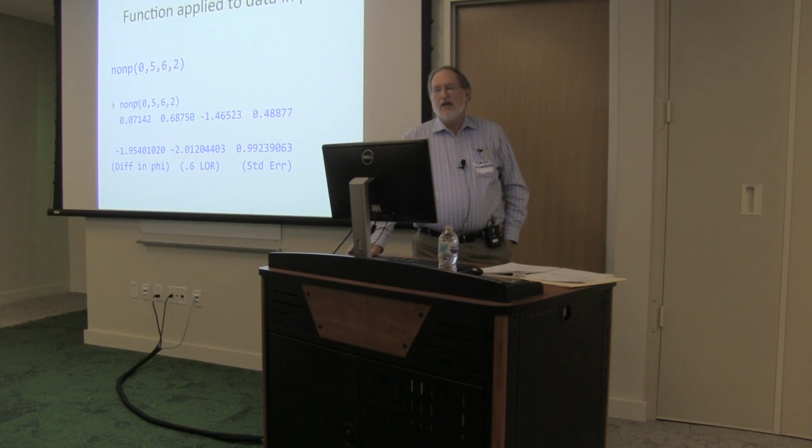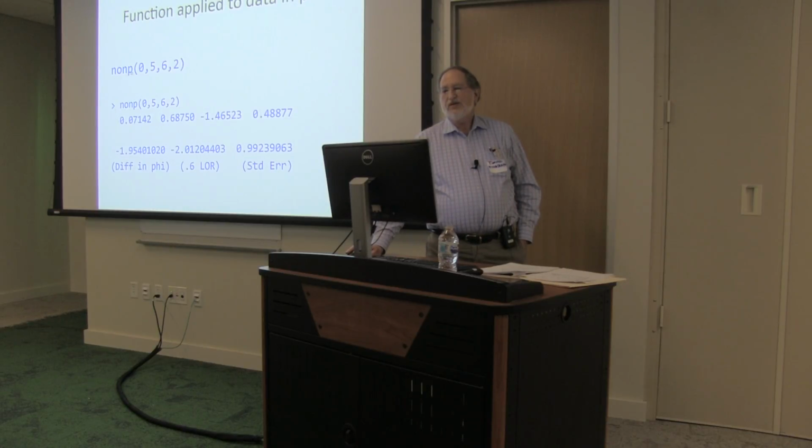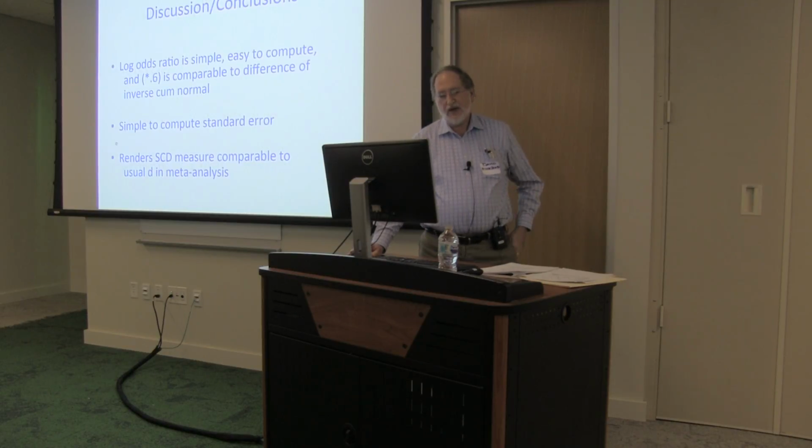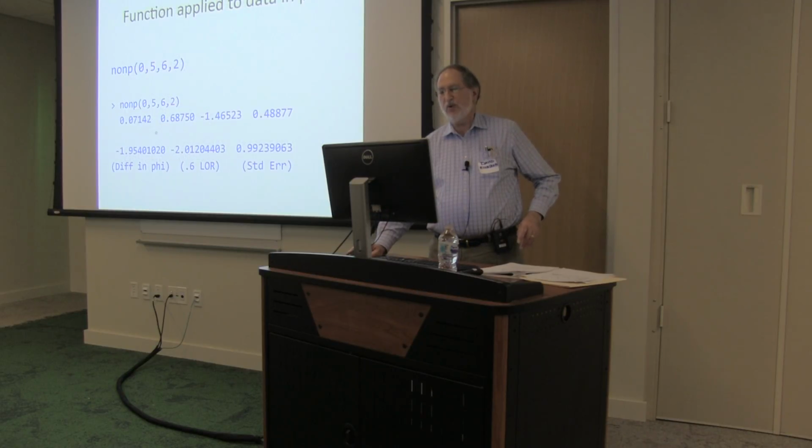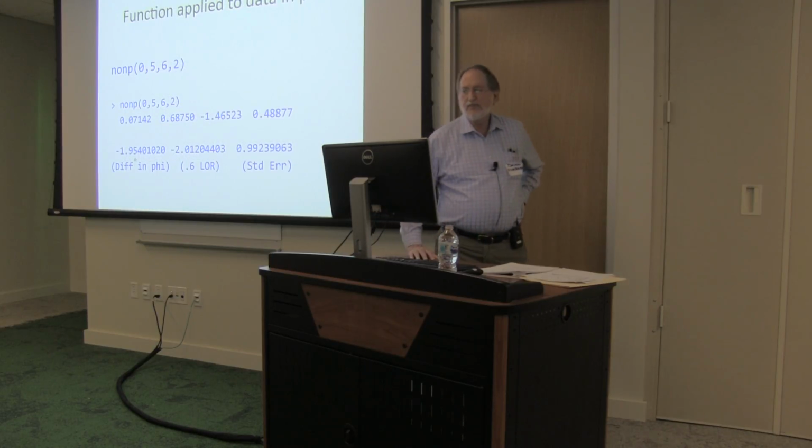All I have to do is take the frequencies in one of those tables, 0 in one cell, 5 in another cell, 6 in another, and 2 in the other, and give it to my function, non-p, for a non-parametric p. And it'll print a bunch of things, the most important of which are down here at the bottom.